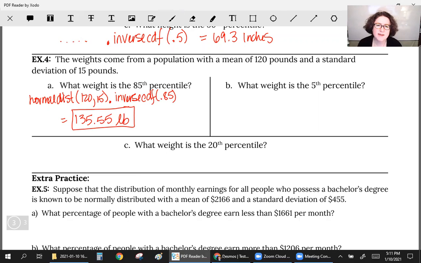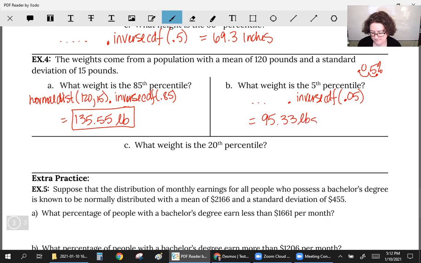Okay, 5th percentile, what would we have to change in what we type in? Yep, whole front end stays the same. The only thing that changes is inverse CDF. 5th percentile, if you move your decimal place 2 places, so if we had 5% and then move the decimal place left 2, we've got a leading 0. So be careful on those. Okay, go ahead and plug that into Desmos, and it should spit out your answer, 95.33. Actually, I should put an S on there.